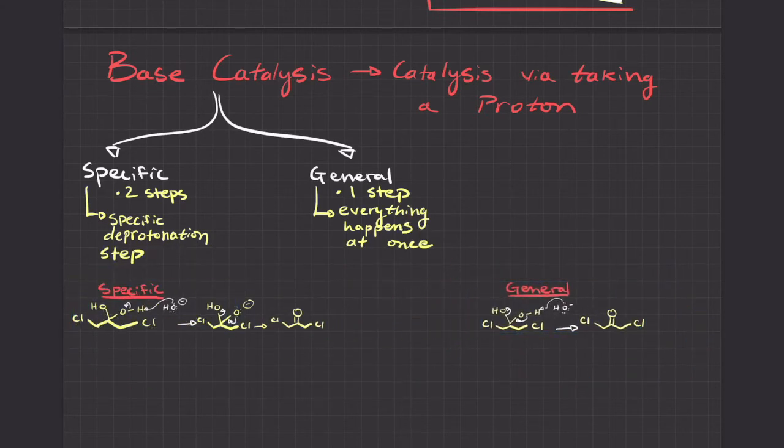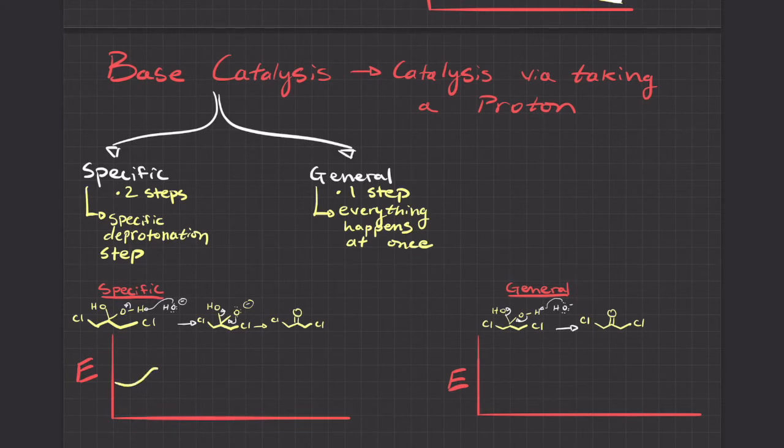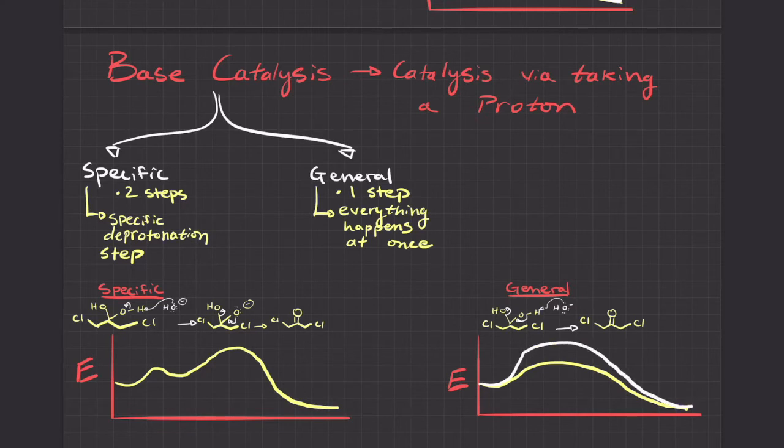Cool. So we have specific steps, like a specific deprotonating step or a specific protonating step, if you're doing base versus acid. Let's draw some energy diagrams now. For the specific diagram, we're going to have two hills because we need two steps. And for general, we're just going to have one hill, just like what we did before. Very, very similar again.